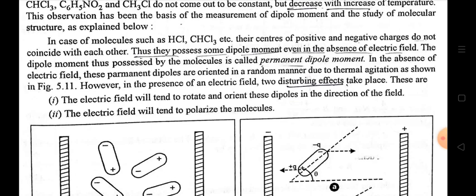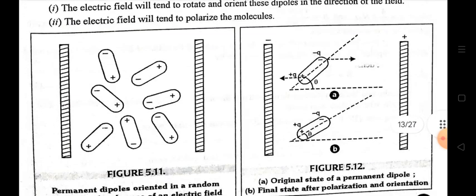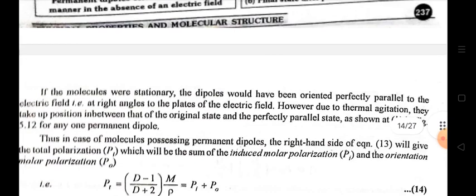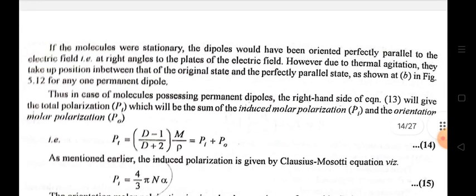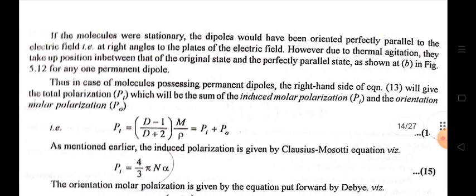two disturbing effects take place. The first one is that the electric field will tend to rotate and orient these dipoles in the direction of the field. Second, the electric field will tend to polarize the molecule. If the molecule was stationary, the dipole would have been oriented perfectly parallel to the electric field, that is, at right angle to the plane of the electric field. However, due to thermal agitation, they take up a position in between that of the original state and the perfectly parallel state, as shown in figure B in figure 5.12 for any one permanent dipole.